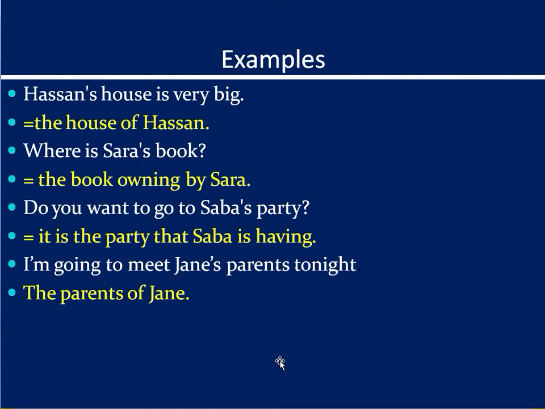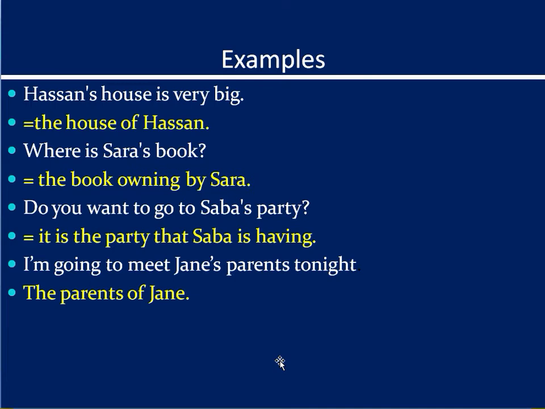For example, Hassan's house is very big. Over here apostrophe S is written with Hassan. It means the house of Hassan. Number two, where is Sarah's book? Here apostrophe S is written with Sarah. So we are talking about the book owned by Sarah. The book belongs to Sarah. We are not saying book of Sarah, but we are saying where is Sarah's book. So here apostrophe S is used to show possession.